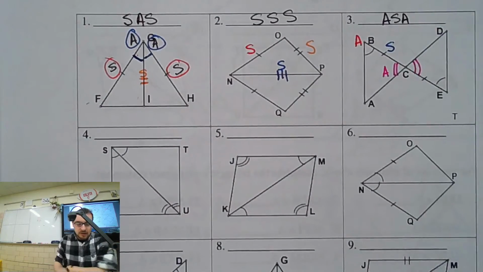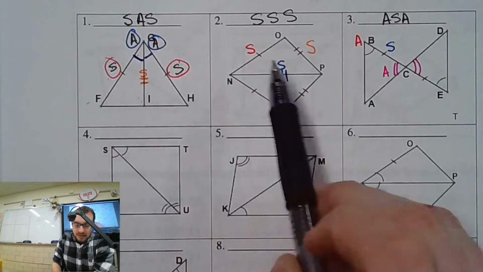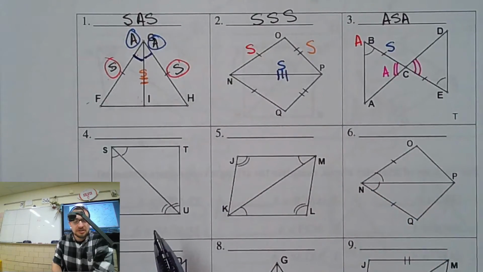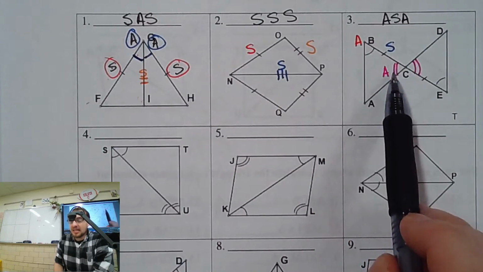All right, so SAS for this one, again, seeing the shared side was key. Again, the shared side was also key here for SSS, right? All three sides being the same. And then here we found vertical angles that got us that last angle to make ASA.